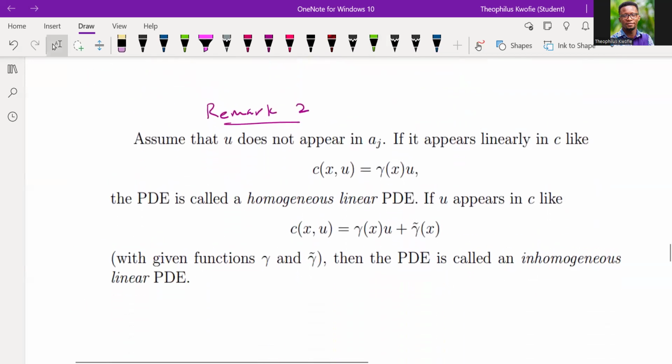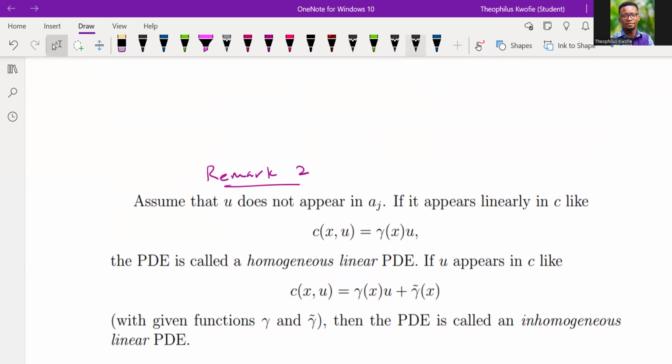All right, so let's get the remark too. There can be another interesting case where U may not appear in C in a nonlinear way. It can be linear, right? So over here I want to point out that if it happens that U does not appear in AJ, but appears linearly in C as this, then we claim that such an instance is called a homogeneous linear PDE. That becomes a homogeneous linear PDE. So please let's take note of that.